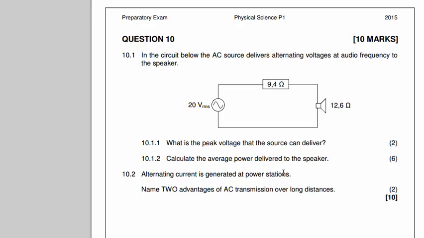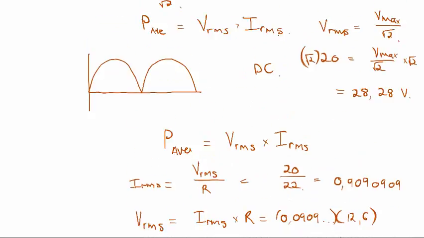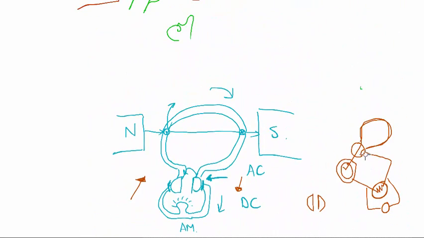Alternating current is generated at power stations. Name 2 advantages of AC transmission over long distances. Well, there's various advantages. One advantage, for example, is you saw how easy it is to create alternating current, because if we go back here to my diagram, notice that the two rings are in contact the whole time. So there's no jump of the current.